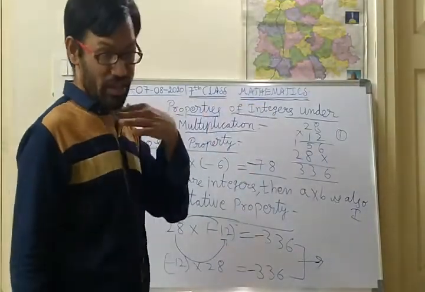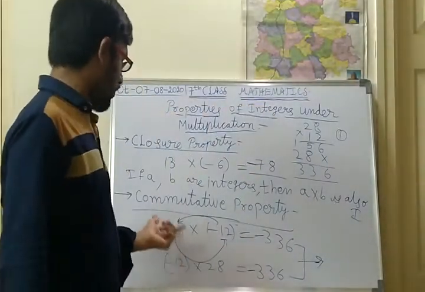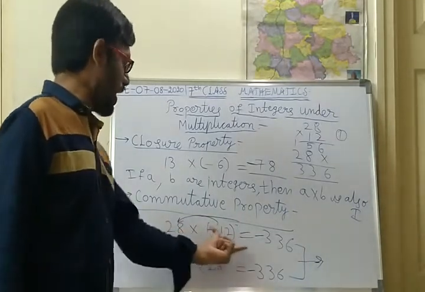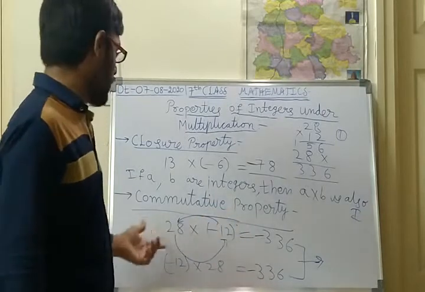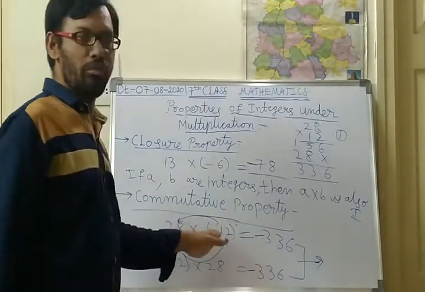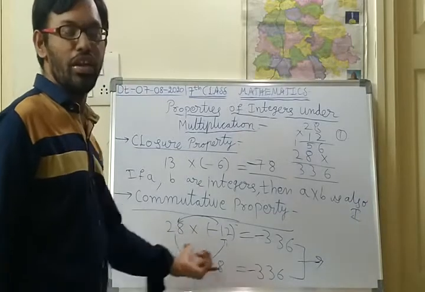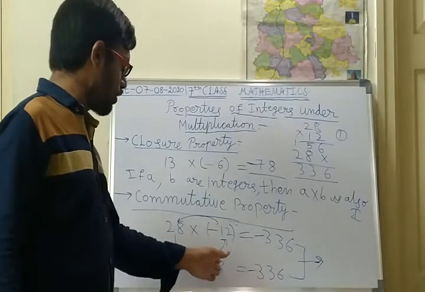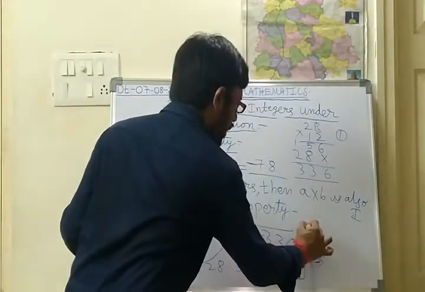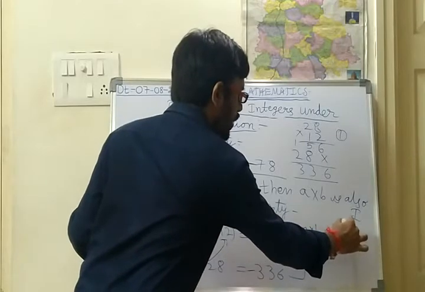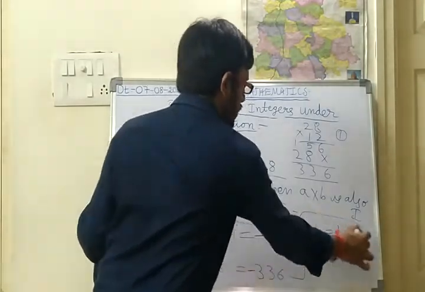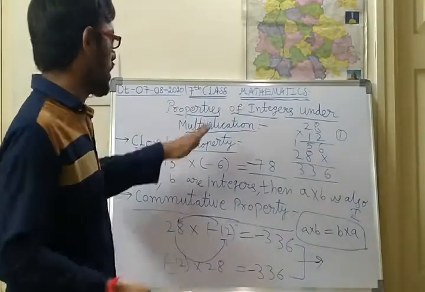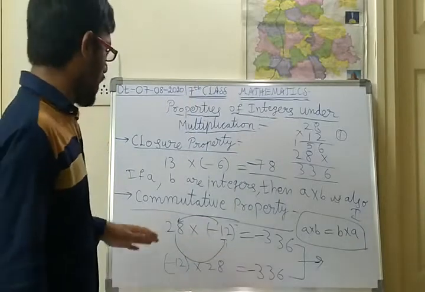Satisfied for the integers. So here, finally, what can we say? If a and b are any two integers, then the product of a into b is equal to the product of b into a. That means a into b is equal to b into a. So like this the product will come. Like this, the commutative property also is satisfied under the integers.